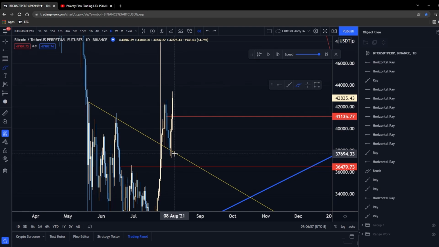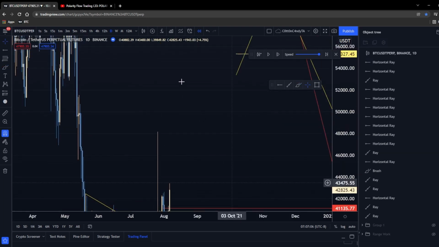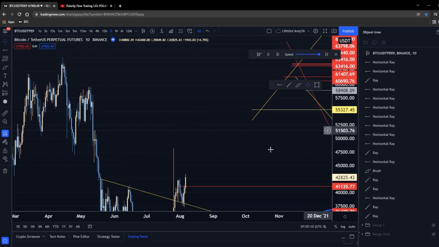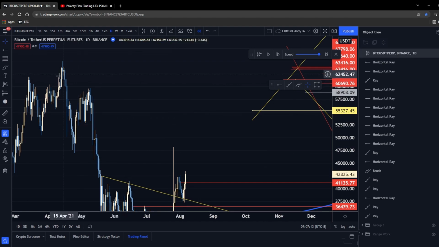It was the moment of polarity to attack the range, and it's going to go and attack the range now, which is... come on. Oh my God, my TradingView is so slow. Guys, please tell me you're seeing how laggy this is. So stuttery. Which is now back up in here or higher, right?